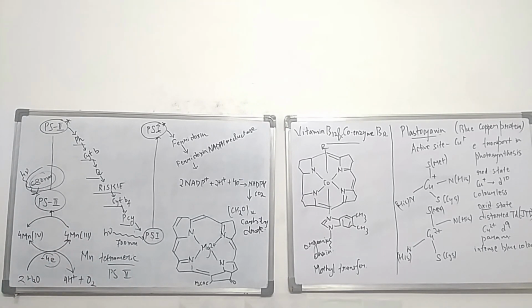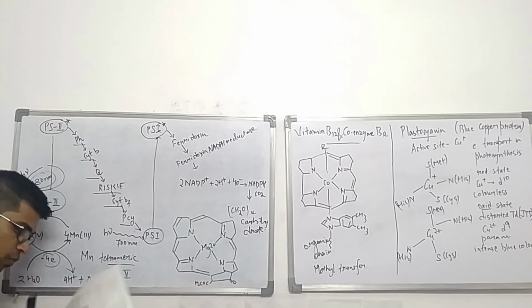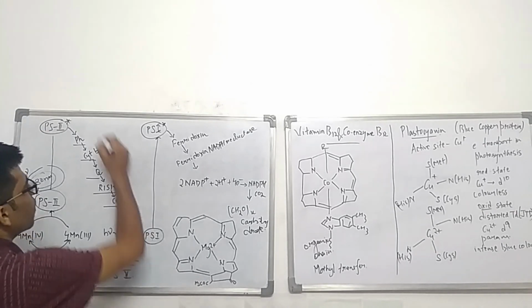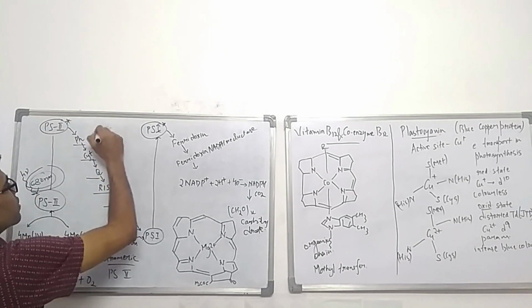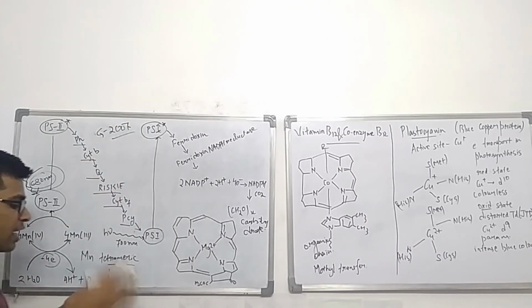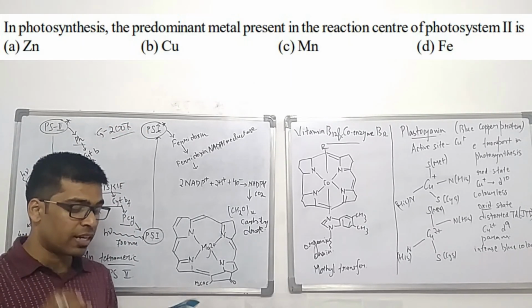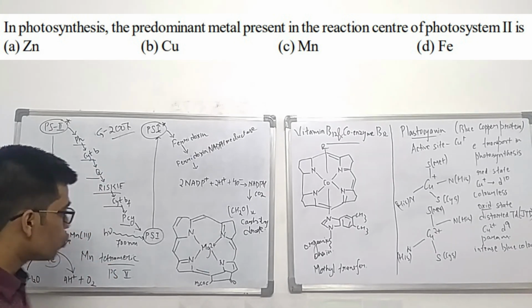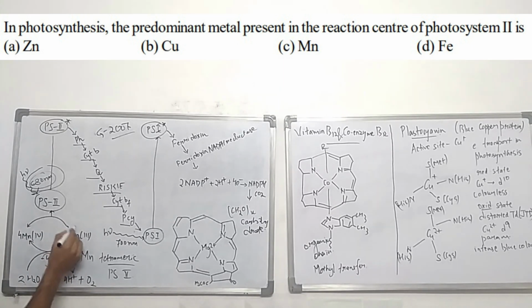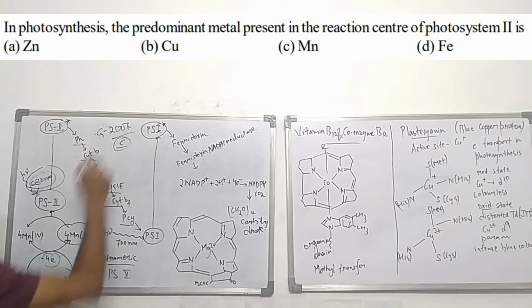One question has come in GATE, if I'm not wrong, in GATE 2017, and the question was the metal ion and the macrocyclic skeleton present in the green pigment of plants. So we'll come to that. One more question was there, which came in GATE 2007, and the question says: in photosynthesis, the predominant metal present in the reaction center of photosystem 2. So they are asking about photosystem 2, and the metal ion which is present in photosystem 2 is manganese. So the answer will be option C.